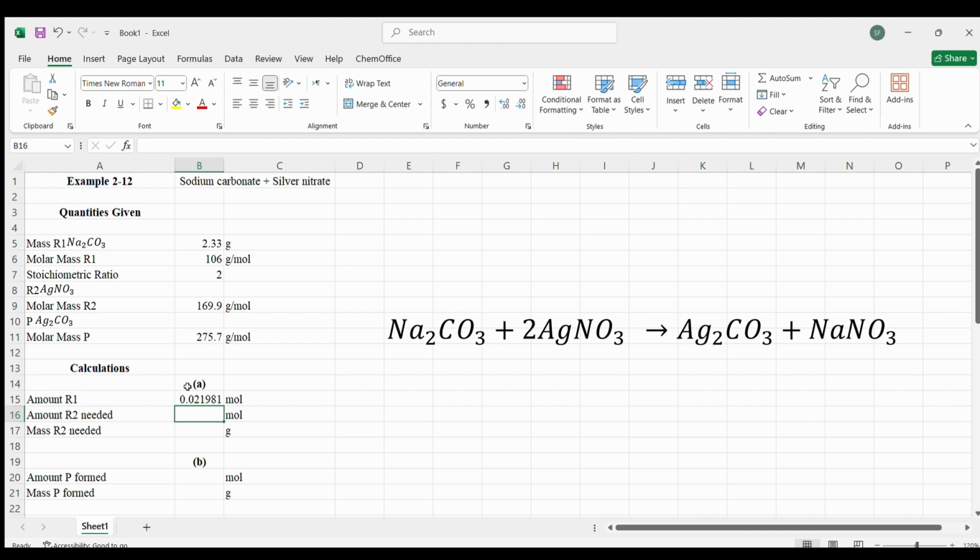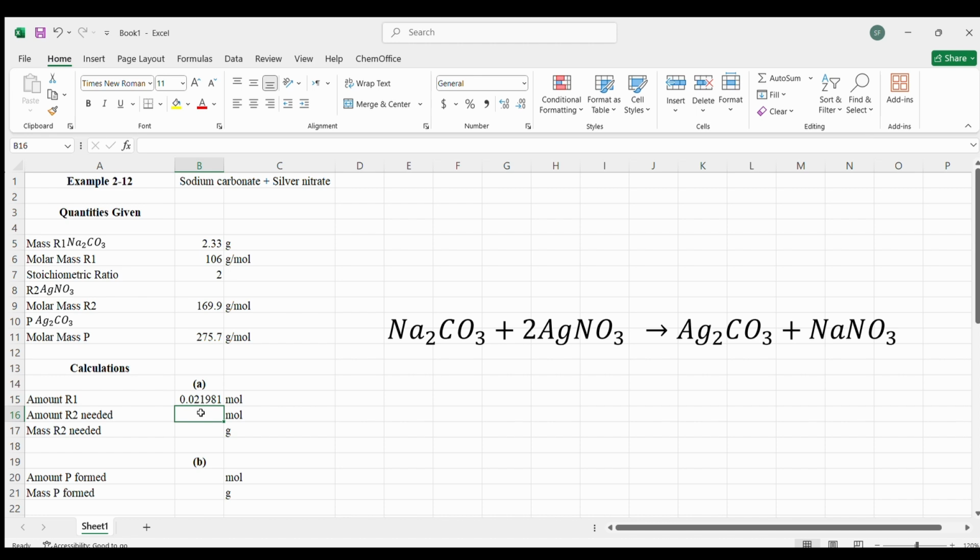Now, let's go to the second one. So we have in mind that the stoichiometric ratio of the reactants is 2. It means each mole of sodium carbonate needs 2 moles of silver nitrate. So to find the amount of the second reactant which is needed, we need to multiply this number, I mean the moles of the first reactant, by 2.